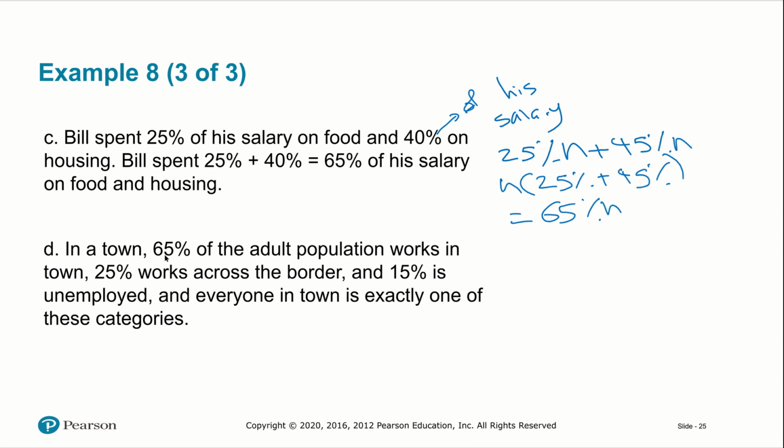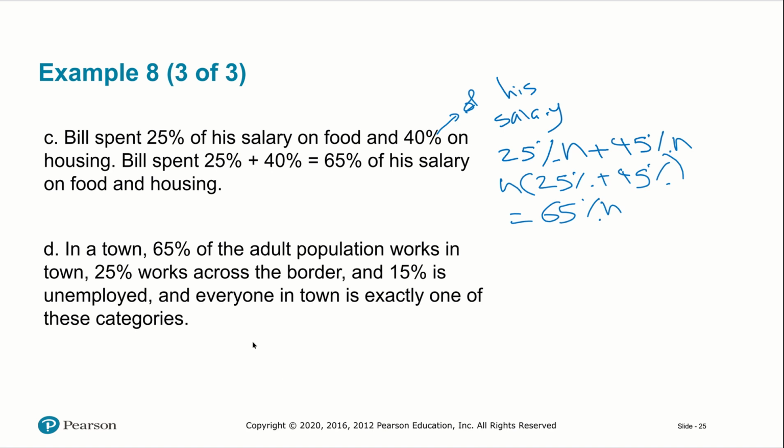How about here? In a town, 65% of the adult population works in the town, 25% of the same population works across the border, and 15% of the same population is unemployed. And everyone in town is exactly in one of those categories. Think about how you could quickly say whether that's true or not.